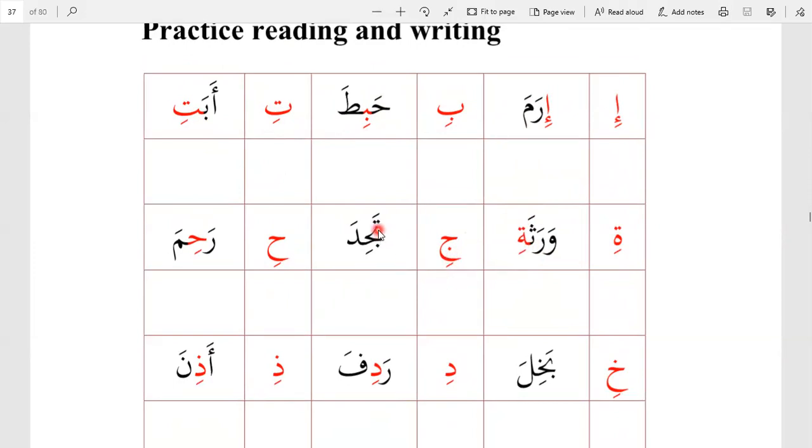Ji, ta, ji, da. So the ji is right here. It's not in red, but that's what it is. It should have been in red.